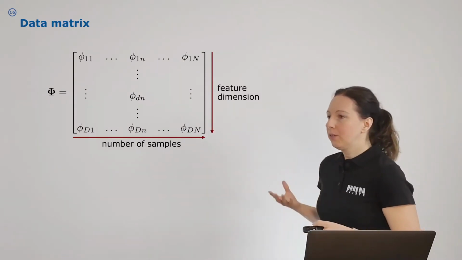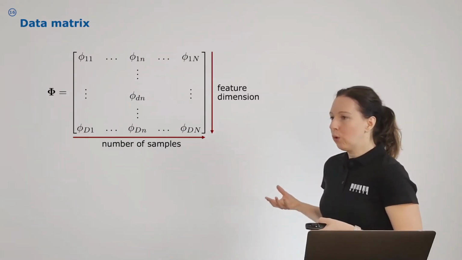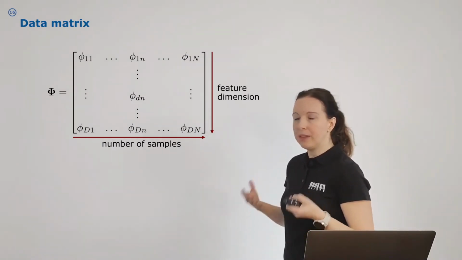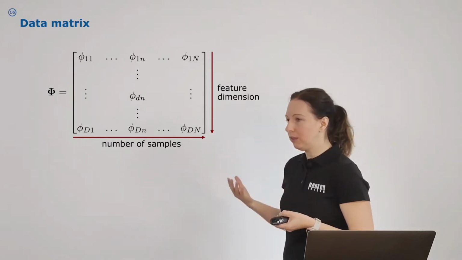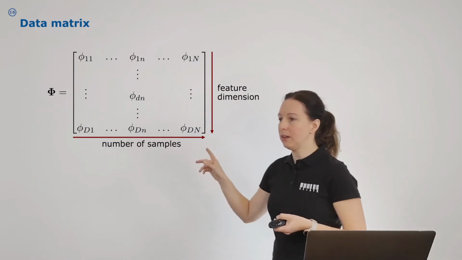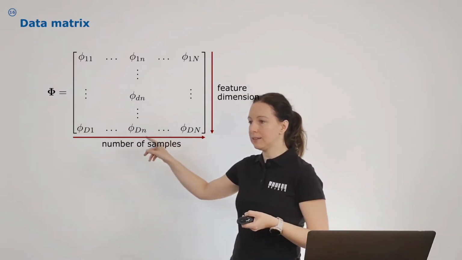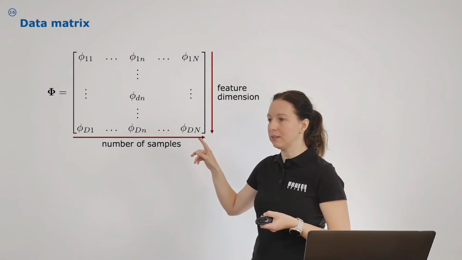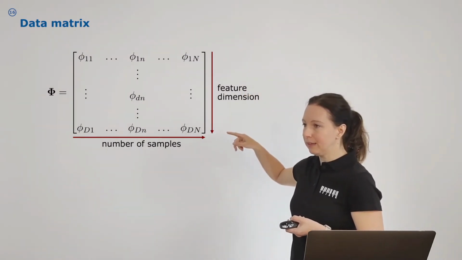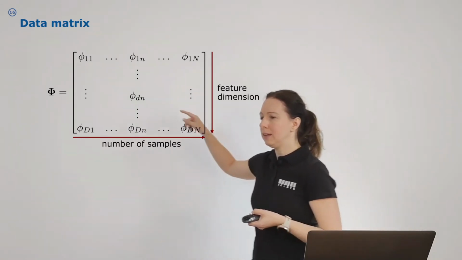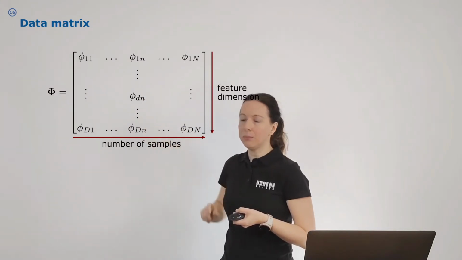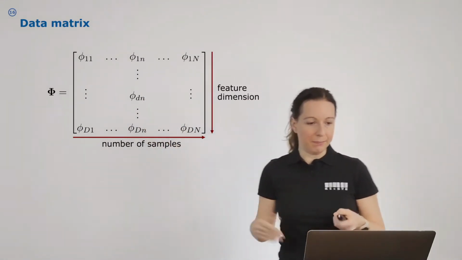Let's have a look at the data matrix. So the data matrix is just a collection of all data samples of the data instance you feed in. And I denote it with phi, and here, given the number of samples, the index is n, and the overall number of samples is capital N. And then you have the feature dimension in this direction. And the index of the feature is d, and the overall number of all feature dimensions is D.